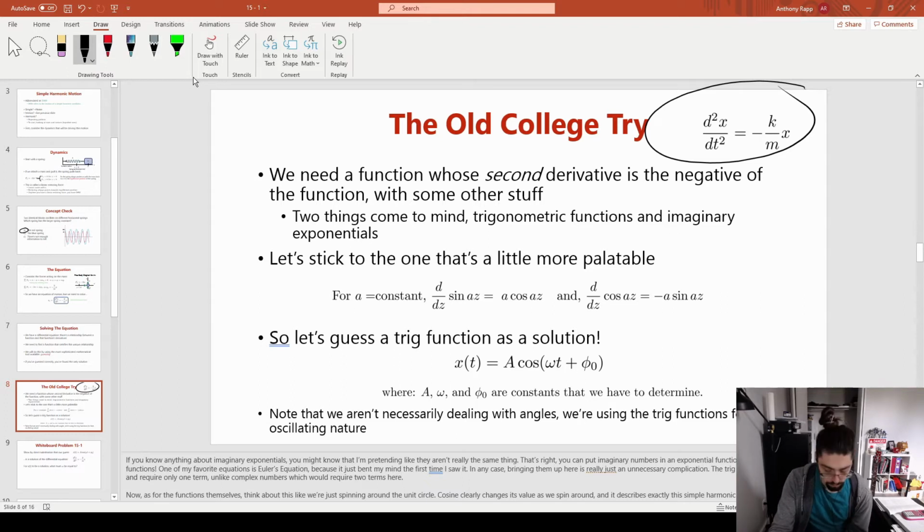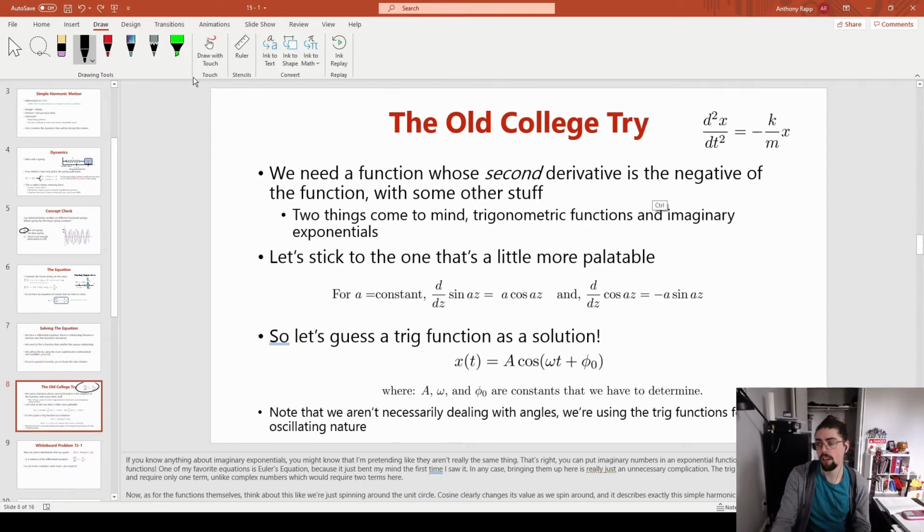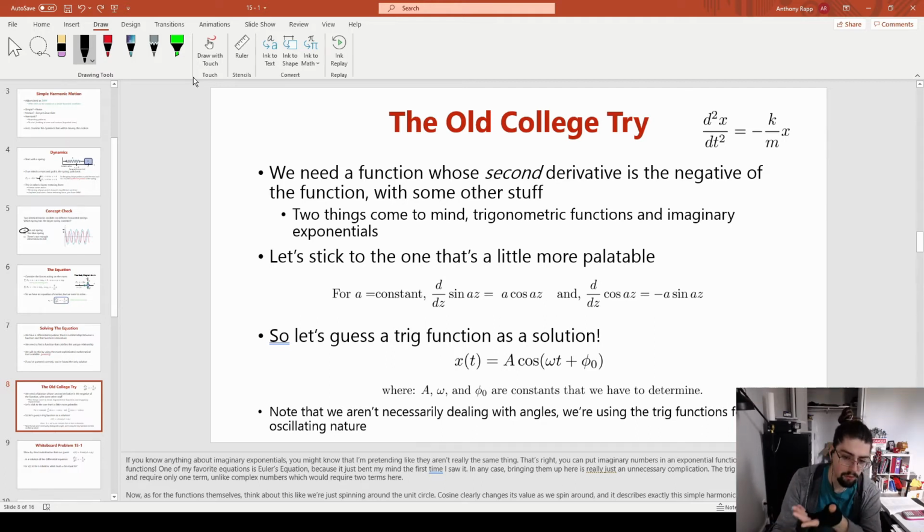So here's what we need to do. I look at this thing and I say, all right, I take a second derivative and I arrive back at the original function, some constants on the side, and a negative sign. What functions do I know of that have essentially a repeat of themselves when I take the second derivative? And there are two big things that come to mind, maybe three, depending on how you want to call these.